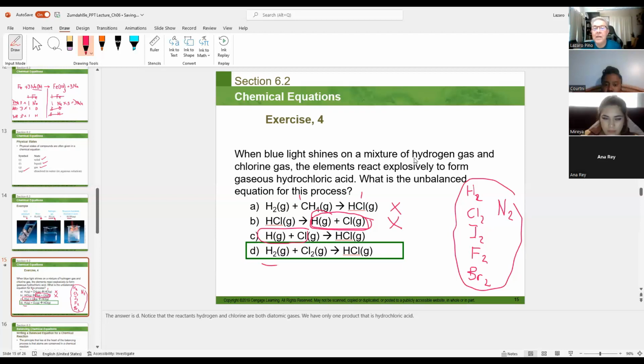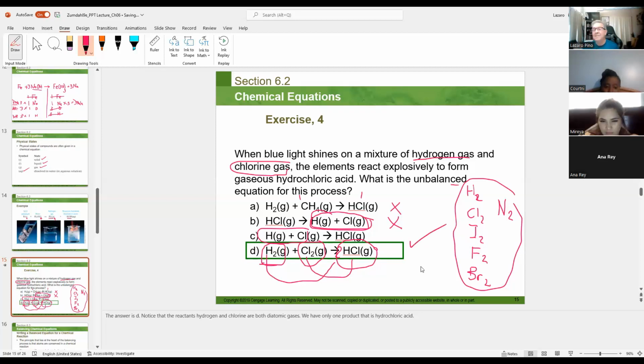Hydrogen, look, you begin reading. A mixture of hydrogen gas. This is hydrogen gas. This is chlorine gas. Then I have a mixture of hydrogen gas and chlorine gas, to form gaseous hydrogen chloride. That's good. Well, this equation is unbalanced because I need to put a 2 in front of the hydrogen chloride, 2 chlorine. Now it's balanced. But the question was, what is the unbalanced equation?